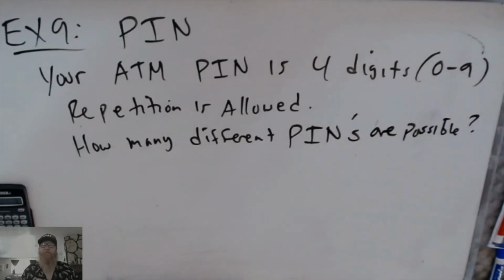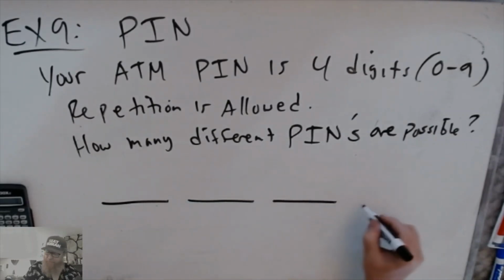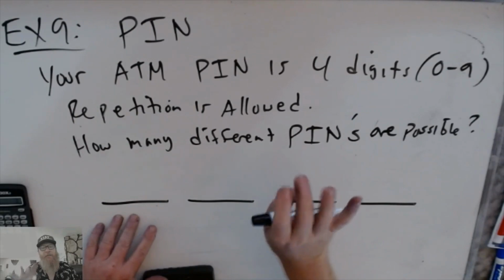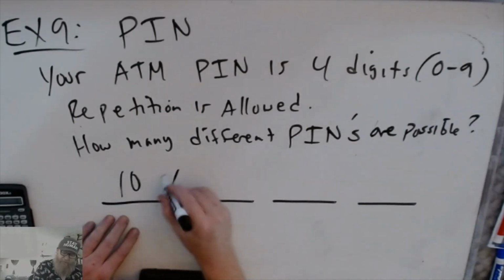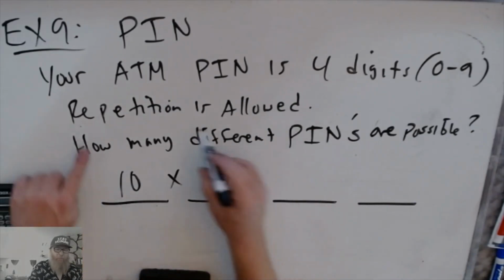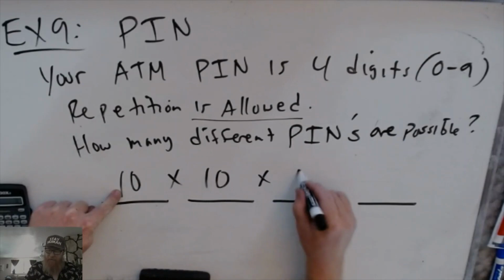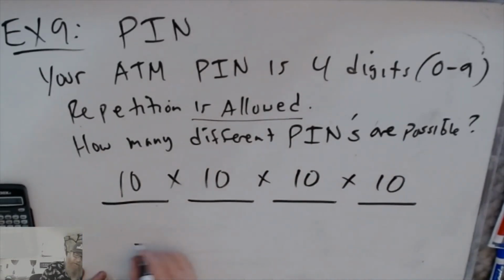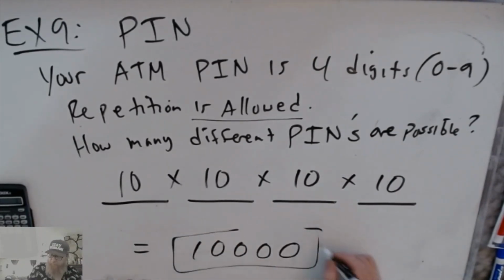So I might write out the entire question. Your typical ATM PIN is 4 digits, all numbers because you're using the keypad. 0 through 9, so you have 10 choices. This one's pretty easy. Repetition is allowed, so it's 10 times 10 times 10 times 10. You can just do that one in your head. That's 10,000 possible PIN codes.